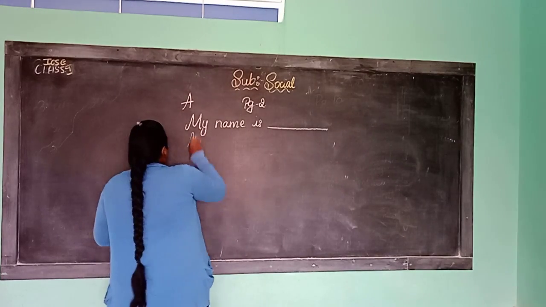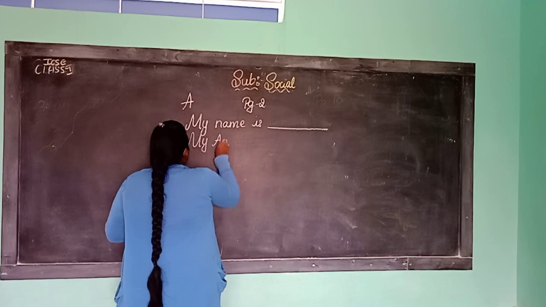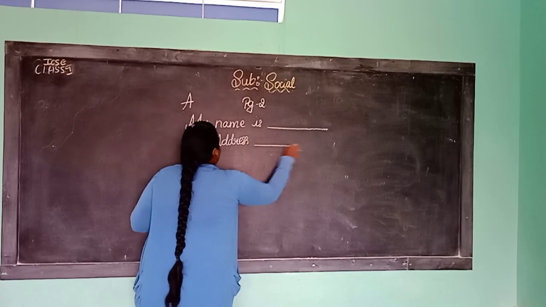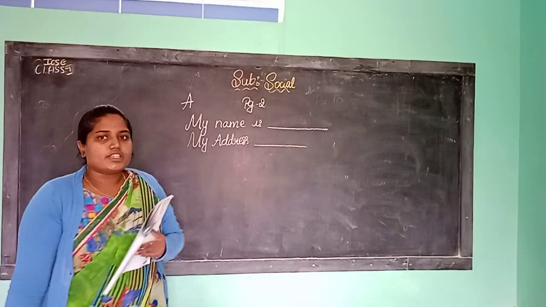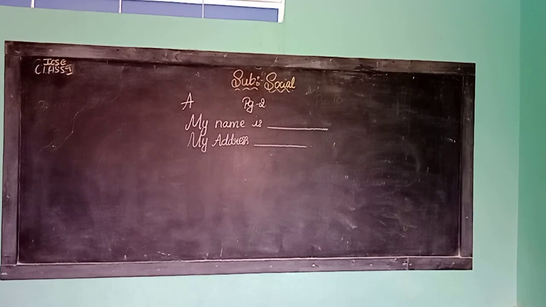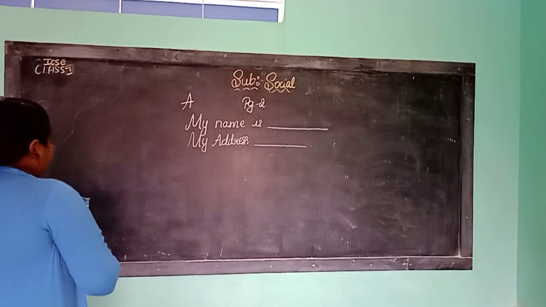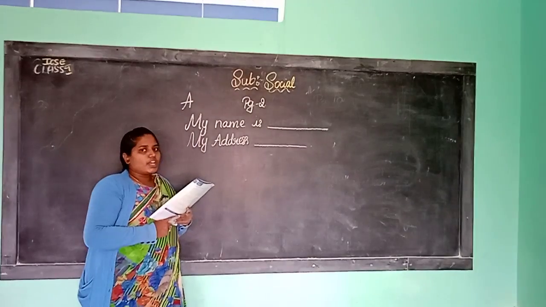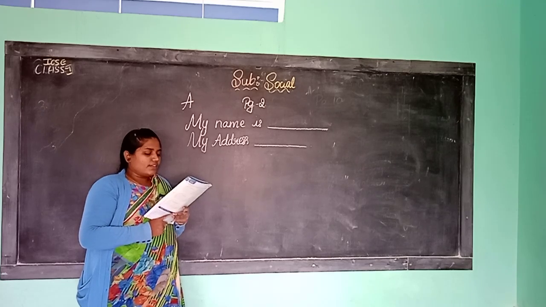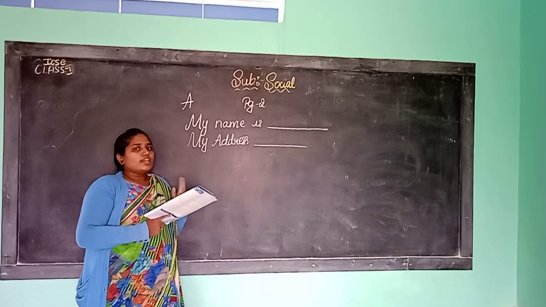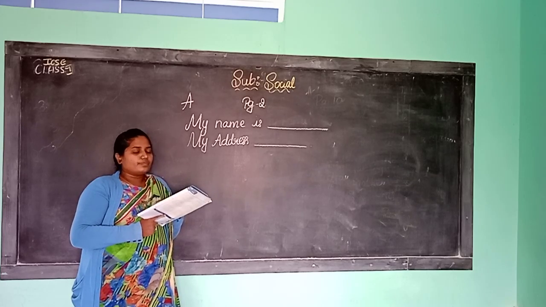Next one is my address. You have to write your address, your home address. In the second space, you have to write your home address. First, you have to write your name. And second one, my address, means your home address. You have to write your home address. Second line will be very good.